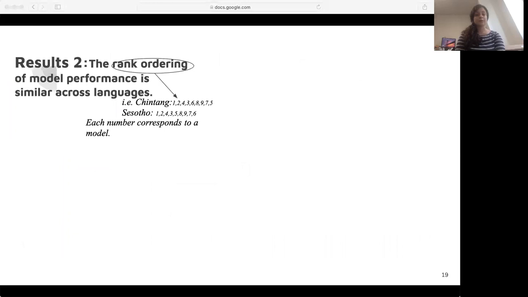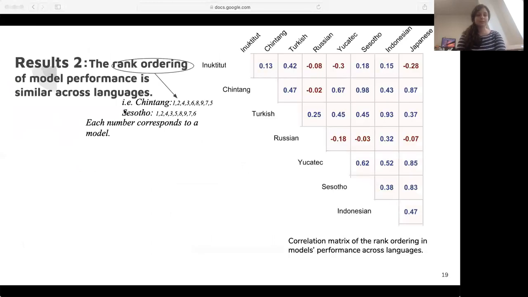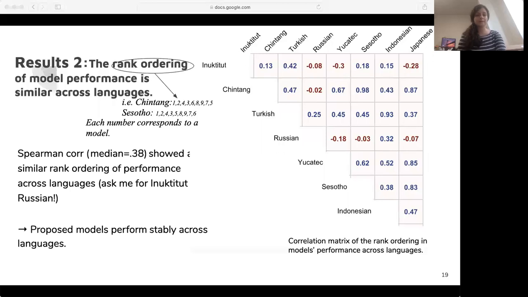With respect to the second question, we measured rank ordering by creating a vector for each language. Each number of the vector corresponds to a model. For example, 5 is PUDDLE, and it is the worst performing algorithm in Xitsonga and the fifth best algorithm in Sesotho. According to a Spearman correlation of the rank ordering across languages, the models seem to be correlated similarly. You may ask me later about Inuktitut and Russian, which seem to have the most differences in the matrix.